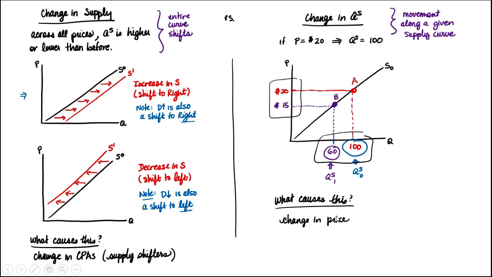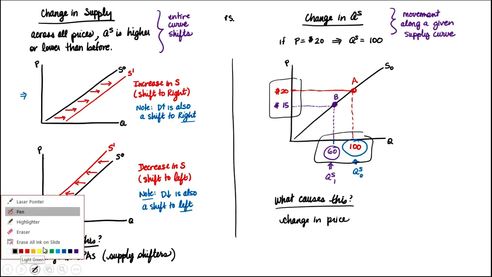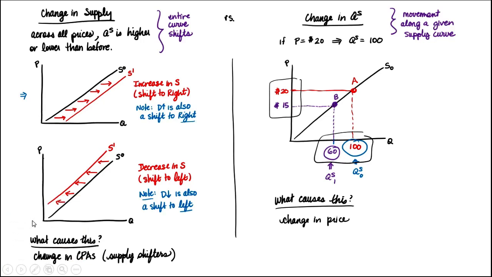Let's revisit that. What are we saying here? What causes supply to change? A change in ceteris paribus assumptions. What causes quantity supplied to change? A change in price. This is something you need to understand very, very well. And again, it's just a mechanic. We haven't done anything with it. You just have to kind of intuitively get it, and you have to understand the graphs.